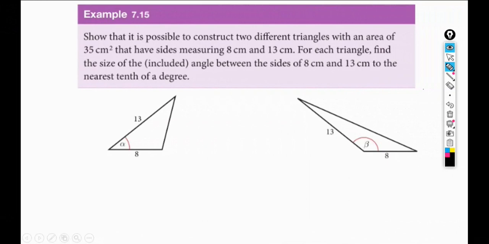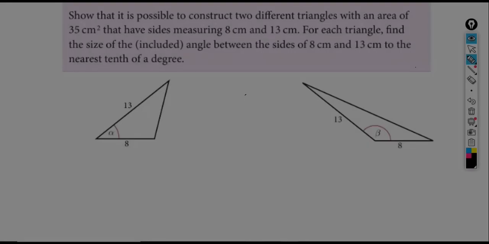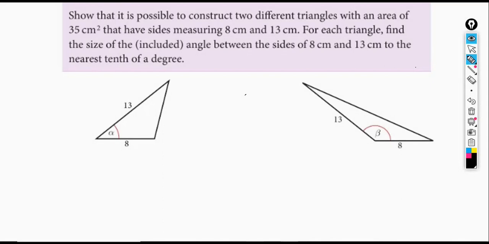Okay, so next is example 7.15, where they say, show that it is possible to construct 2 different triangles with an area of 35 centimeters squared that have sides measuring 8 centimeters and 13 centimeters. For each triangle, find the size of the included angle between the sides to the nearest tenth of a degree. Okay, so what they want us to prove is that this triangle and this triangle can have the same area.